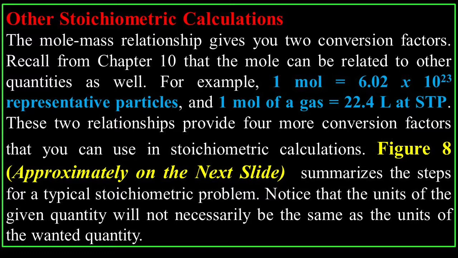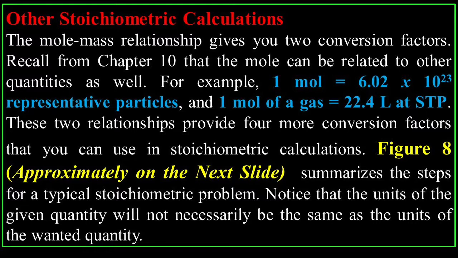The mole-mass relationship gives you 2 conversion factors. Recall from Chapter 10 that the mole can be related to other quantities as well. For example, 1 mole equals 6.02 times 10 to the 23rd representative particles, and 1 mole of a gas equals 22.4 liters at STP. These 2 relationships provide 4 more conversion factors that you can use in stoichiometric calculations. Figure 8, approximately on the next slide, summarizes the steps for a typical stoichiometric problem.